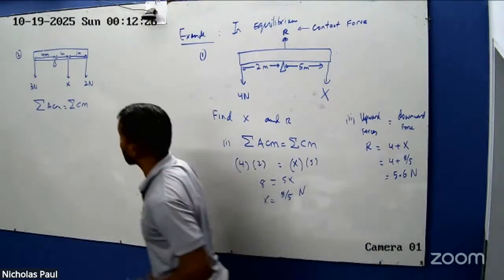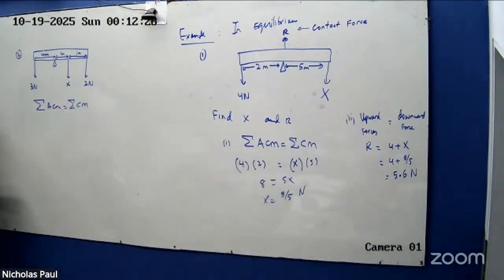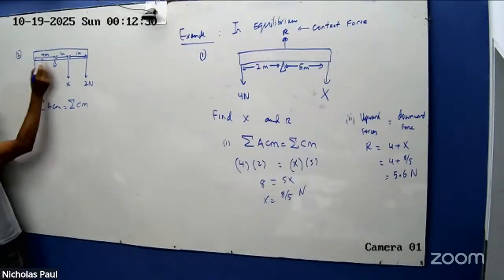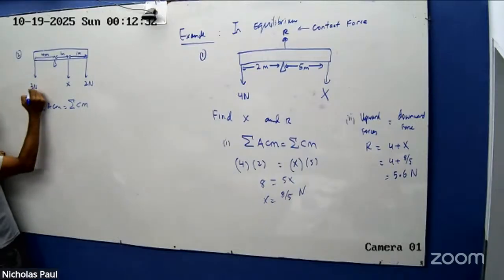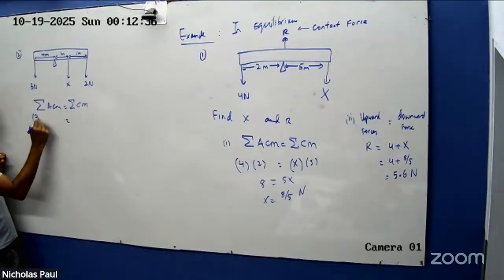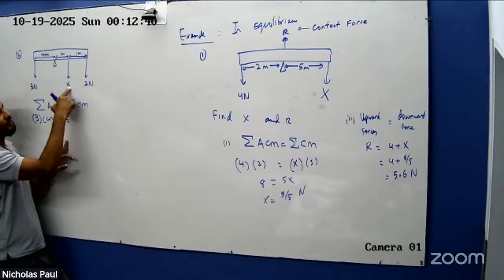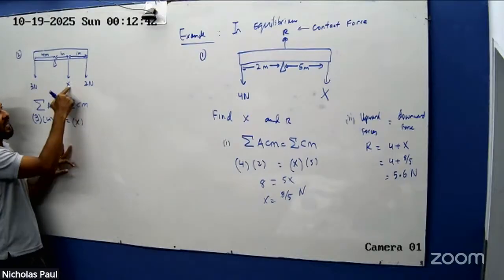All right, so watch this here. So how do we do this here? So we check to see what's clockwise, right? So we recognize, sorry, anti-clockwise. So the anti-clockwise is 3 and the distance away is 4. And clockwise now is x. How far is x from the pivot?